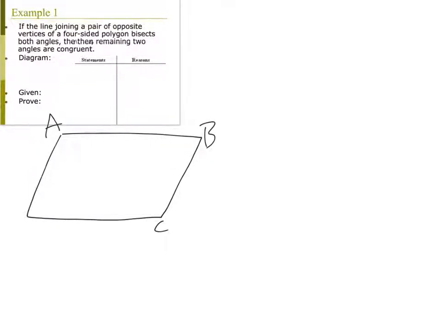So if I draw myself a nice picture, I've got a four-sided polygon. I'm going to draw it kind of like a parallelogram, which we don't officially know what that is yet. That was pretty terrible. I'm going to try that again. That's a little better. And I'm going to label each one of these. We don't know what a parallelogram is officially, but we will soon. Okay. And it says the line joining a pair of opposite vertices. So there's a line joining a pair of opposite vertices, saying that it bisects those two angles, and we want to prove that the remaining two are congruent.